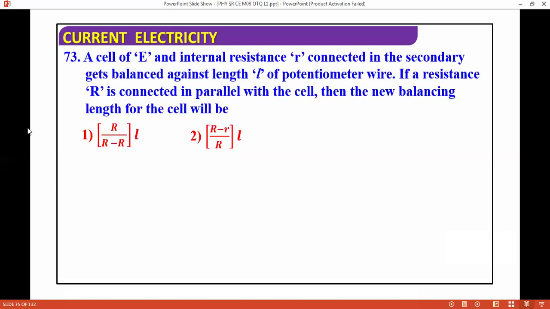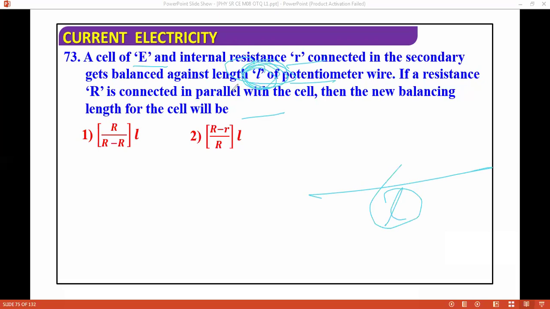A cell of EMF E and internal resistance r is connected in the secondary circuit, balanced by length L of the potentiometer wire. This is the length of the potentiometer wire. So the balancing point is L.